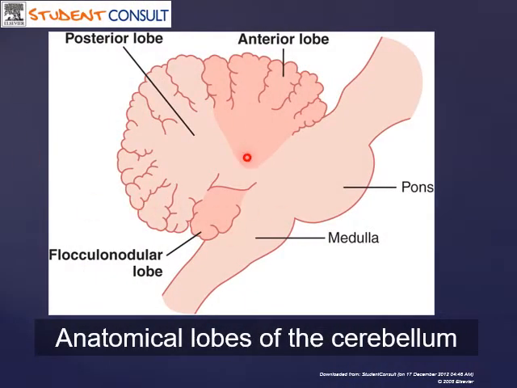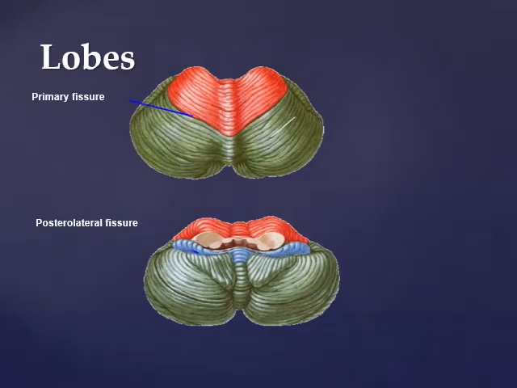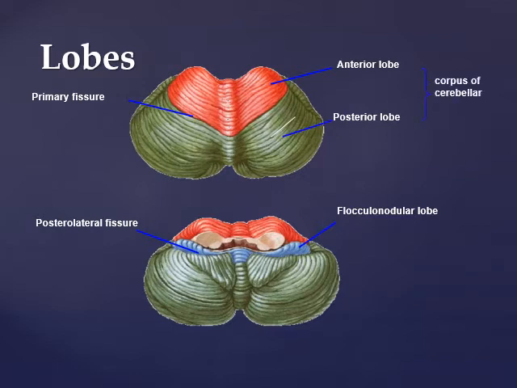Now these are the anatomical lobes. By two horizontal fissures, we have an anterior lobe, a posterior lobe, and then a flocculonodular lobe. This is again the depiction of the same fissures that divide the cerebellum anatomically into anterior, posterior, and flocculonodular lobes.